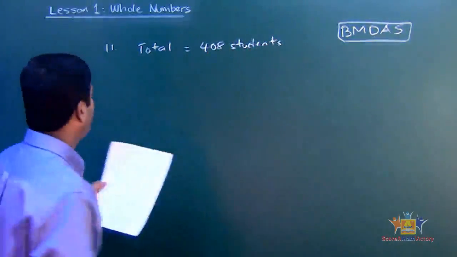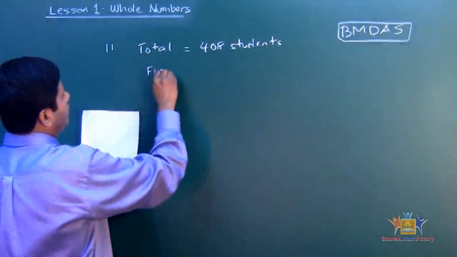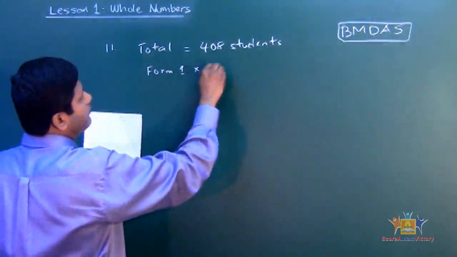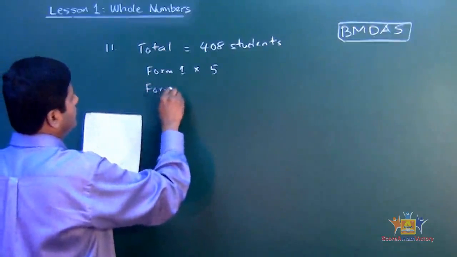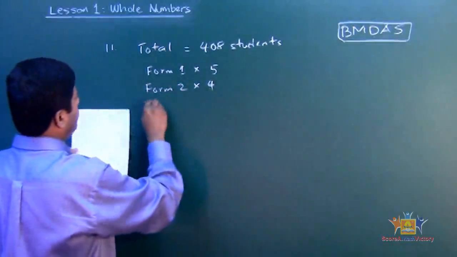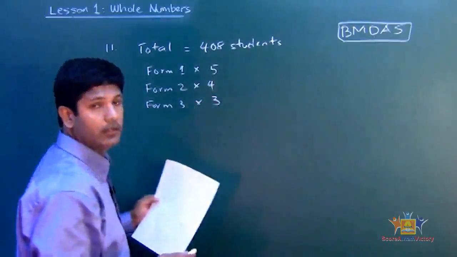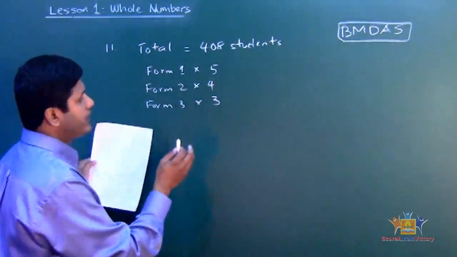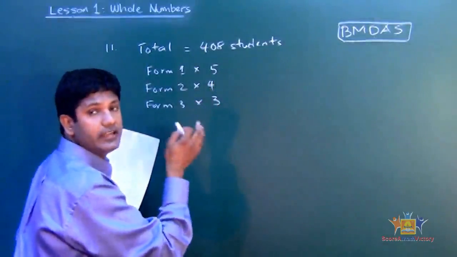And then we've been told Form 1 has how many classes? Form 1, there are 5. Okay? Form 2, there are, let's see, 4. And then Form 3, there are 3. Alright? And we want to find out how many students are in each classroom.